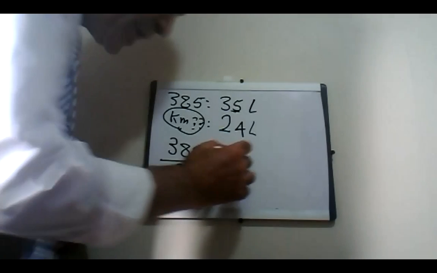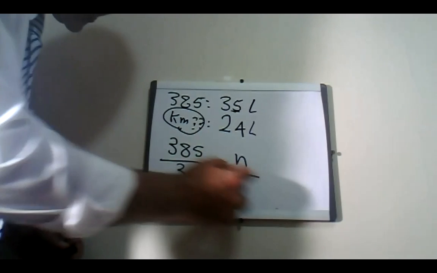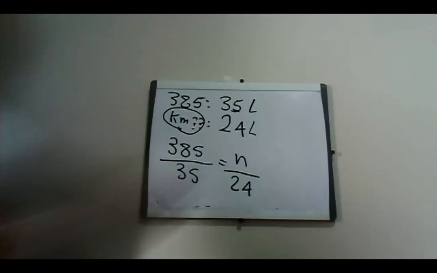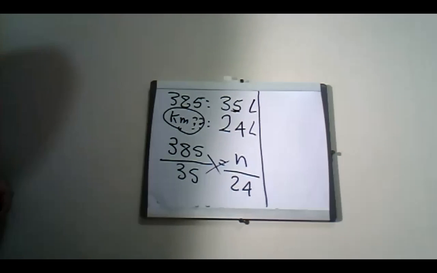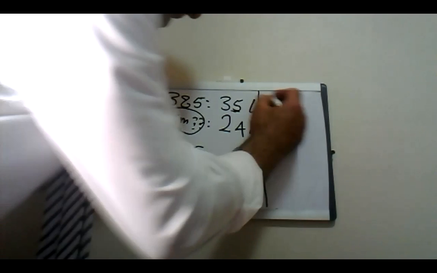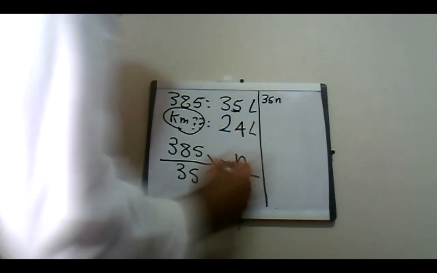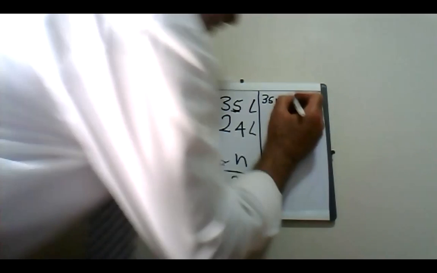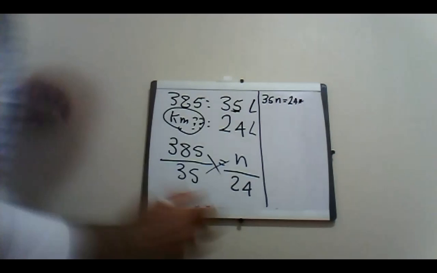Now, the unknown is the kilometers. Let us give it the simple n, divided by 24. That's fine. So that means when I do the cross multiplication, 35n will equal 24 by 385.